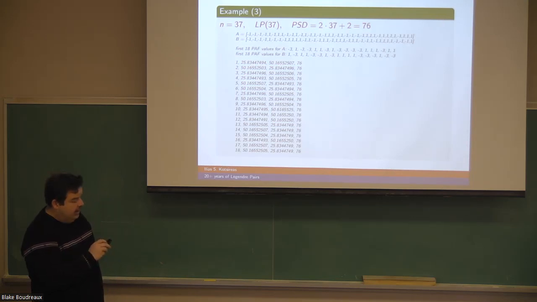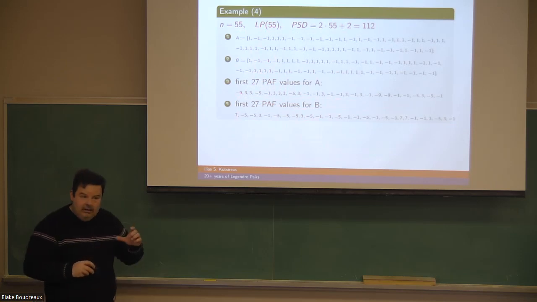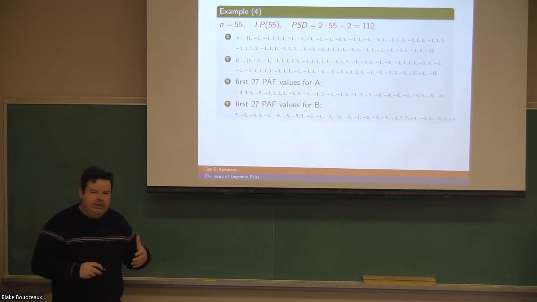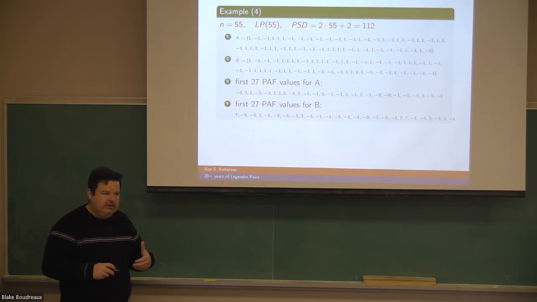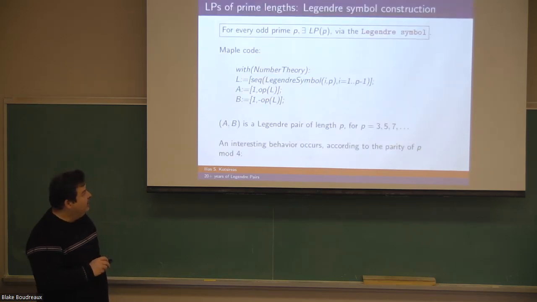This is another example for n equals 55. Again, the 27 PAF values here they are. Now you have bigger numbers, -9, 7, and so on. But again, the sum vertically is always equal to -2. So it's a pretty stringent, a severely constrained problem, if you like, from a number of quadratic equations. The PAF is a quadratic function.